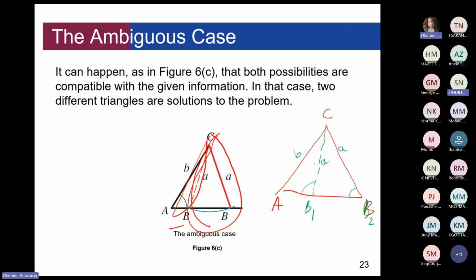Ma'am, B1 and B2, when you add them, they add to 180. No, you're no longer adding them. It's forming another triangle. There will definitely be more than one. B1 and B2, remember, will be 180 because they are supplementary to each other.